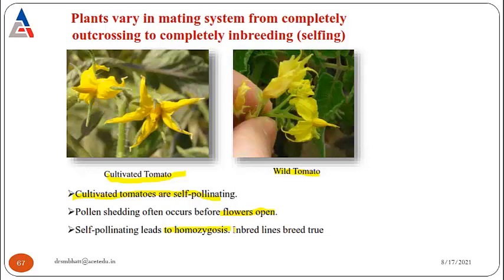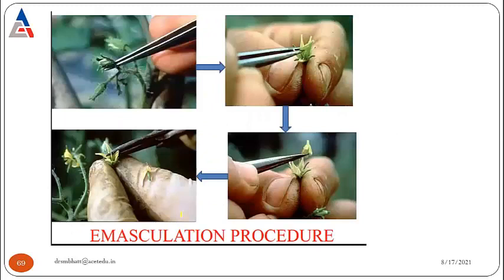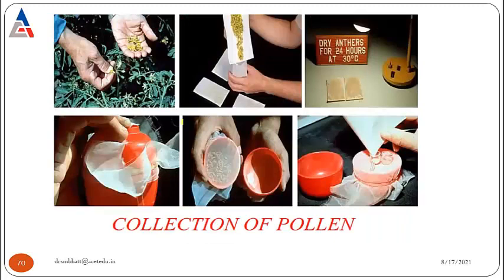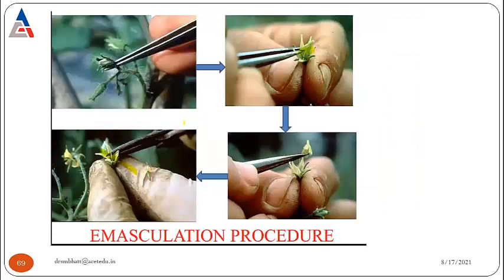So what is the crossing technique? First part is emasculation. What is emasculation? The removal of the anthers. You can select the anthers, pick them, and selectively remove them, right? And then collection of pollen must be done, and the stigma and style are most important for pollination. So emasculation, then pollen collection, right?